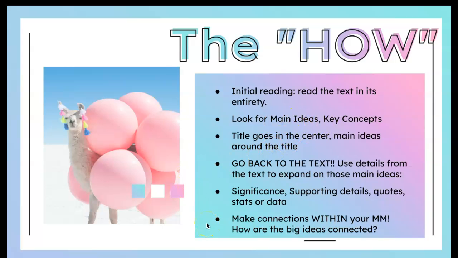So what are you looking for specifically? Well, you're looking for the significance of those main ideas, or maybe some supporting details, quotes, stats or data. That is the kind of stuff that you're going to use to fill in your mind map around those big main ideas. And then you're going to notice that you will be able to make connections from those big ideas. So that supporting information around those main ideas is going to help you to see how everything is related. And the mind map is going to help you to make those connections visual.